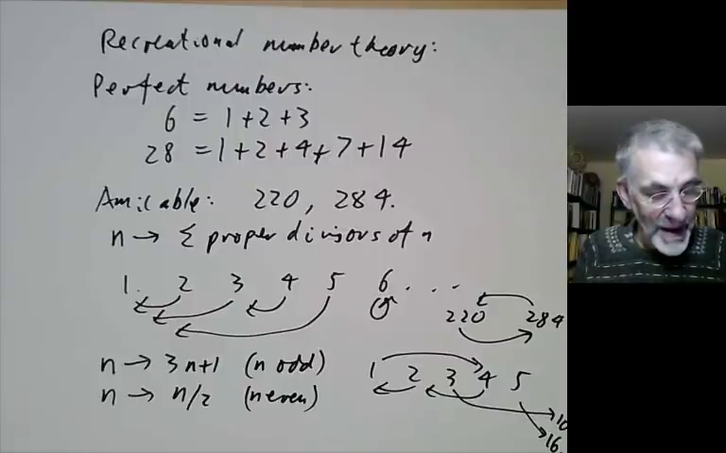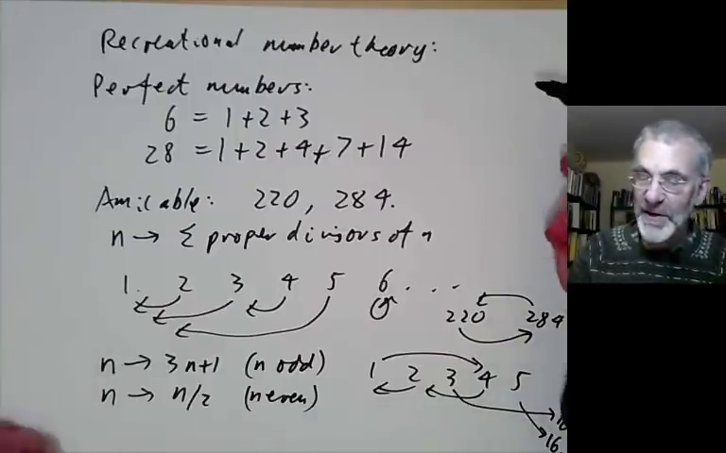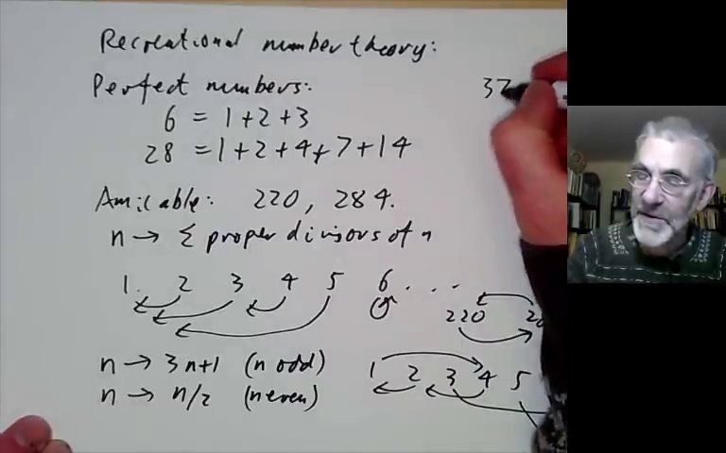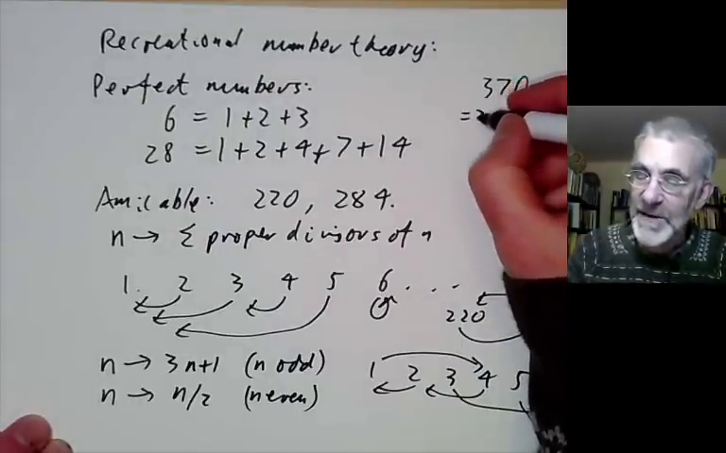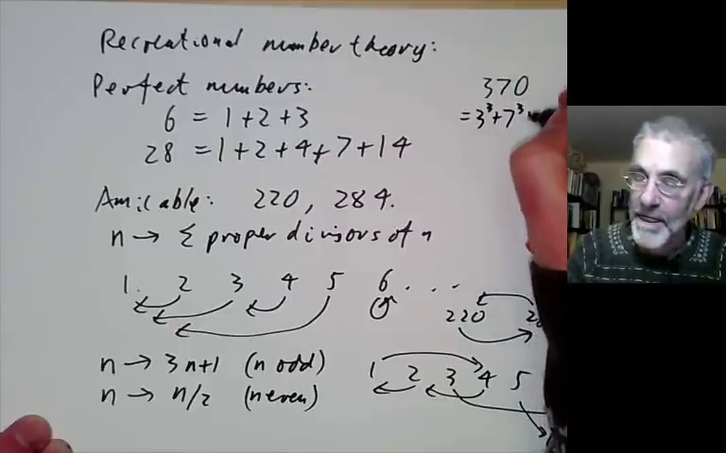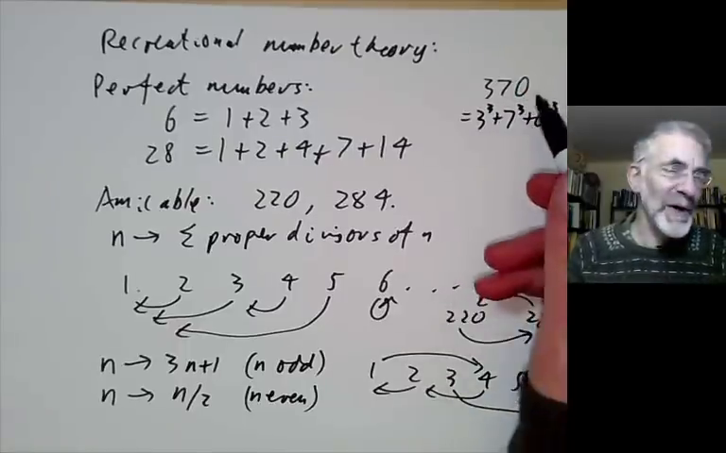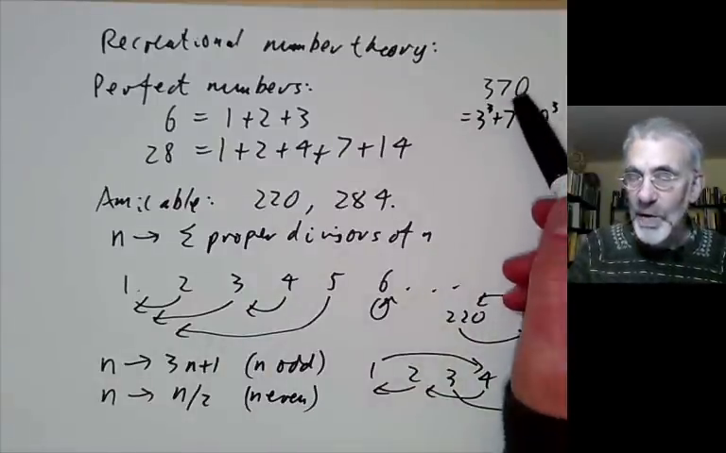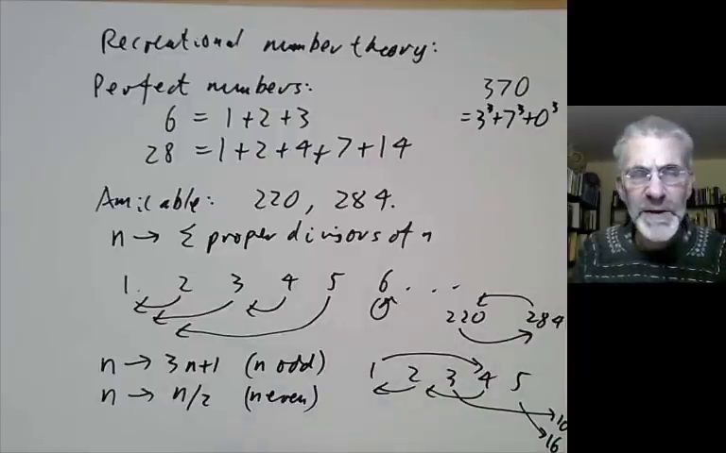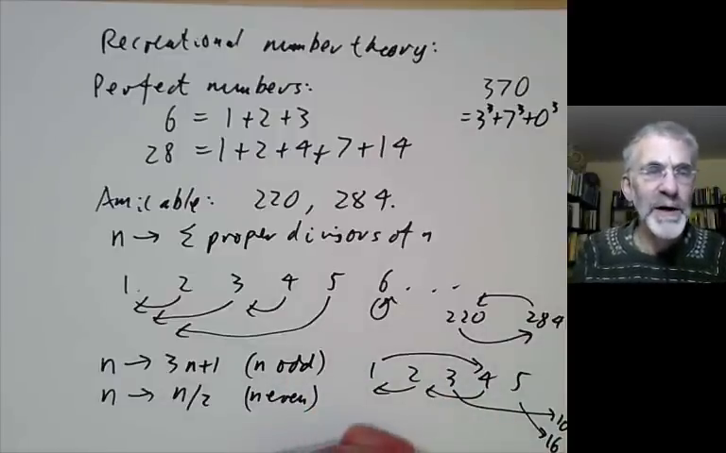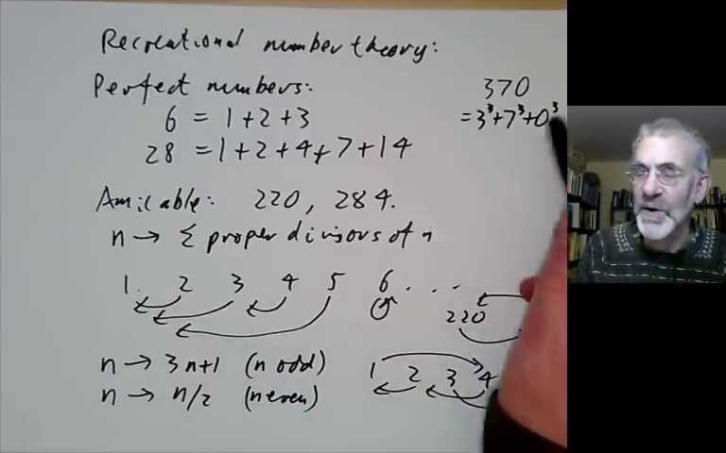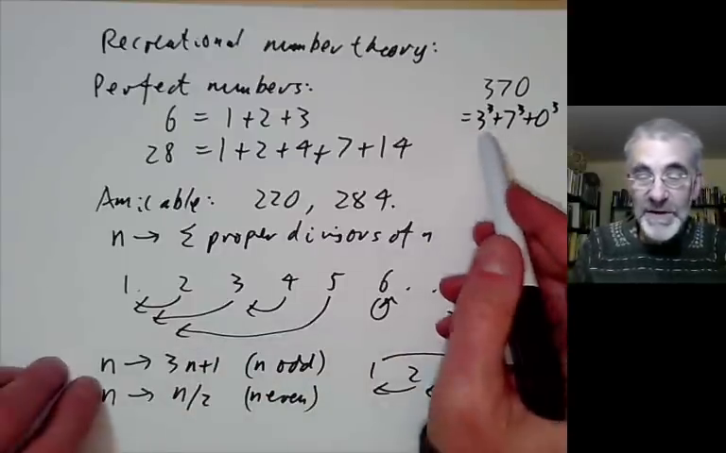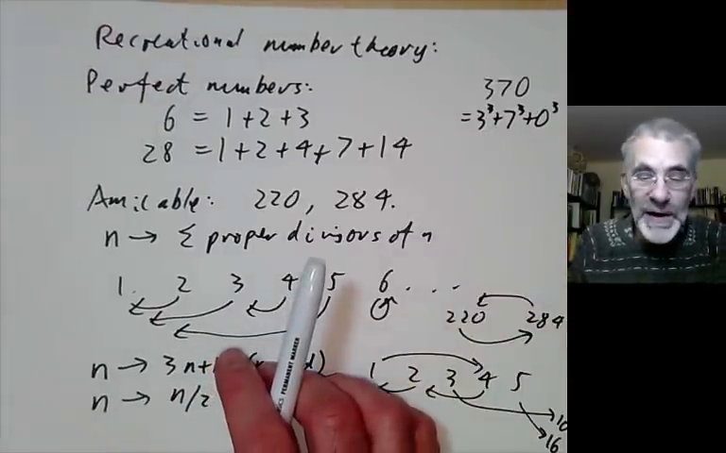Other examples of recreational number theory: you can have a lot of problems about sums of digits of numbers. For instance, if you look at the number 370, this is equal to the sum of the cubes of its digits. And you can try and classify numbers with a similar property. The problem with all these questions is they just don't seem to lead to any interesting unexpected structure. You can solve this one by trial and error, and you have these numbers that are sums of powers of their digits, but you can't do anything with them.